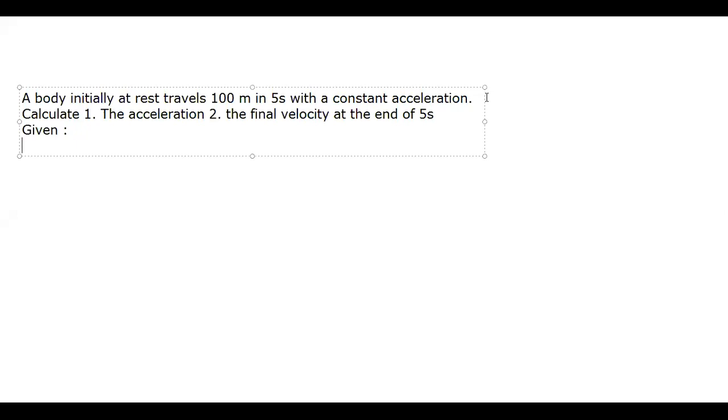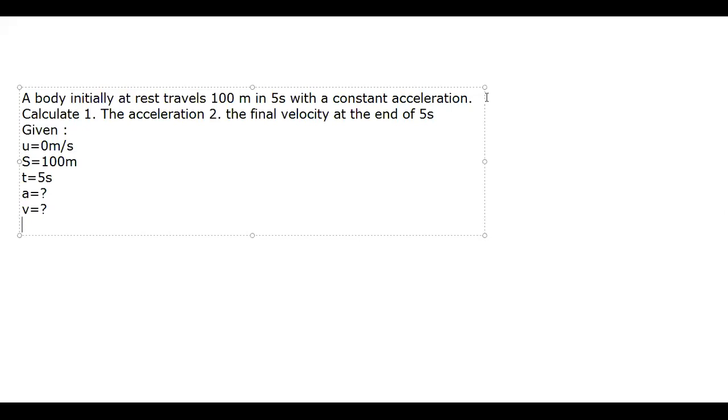Very good. Let's start with a body initially at rest. So my u becomes 0. At rest, travels a distance S is 100 meters in t seconds, 5 seconds. So t is my 5 seconds at a constant acceleration. Calculate the acceleration. So a becomes a question mark, and the final velocity, so v becomes a question mark. Now which equation should I use? So I have to use the equation S is equal to ut plus half at square.